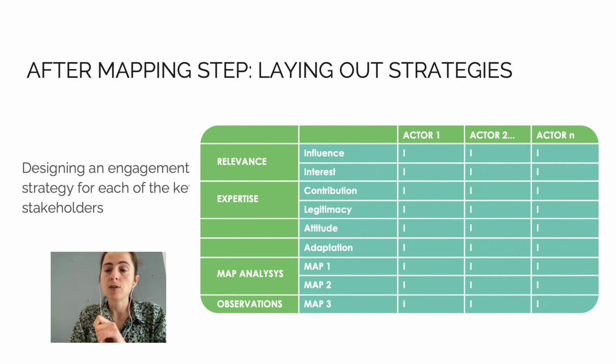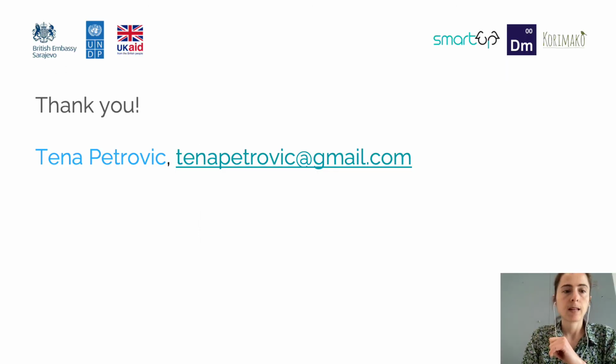And once the main features have been discovered and summarized, discuss the best strategy or a set of strategies that should be applied to each stakeholder. And this is how we end our stakeholder mapping.